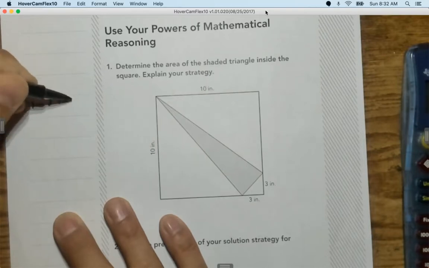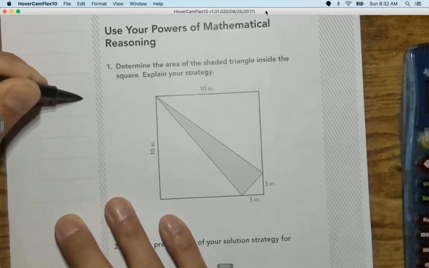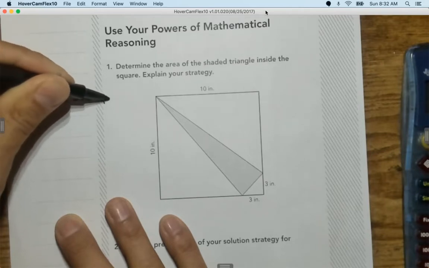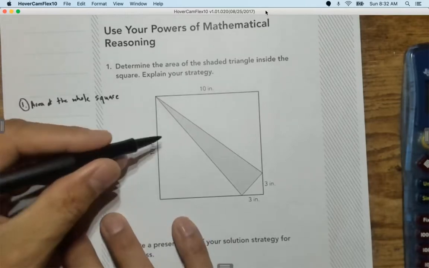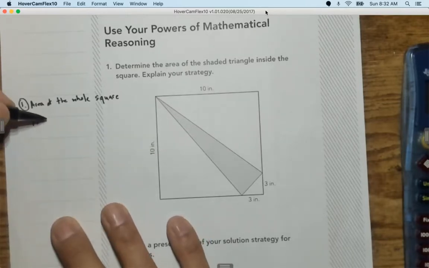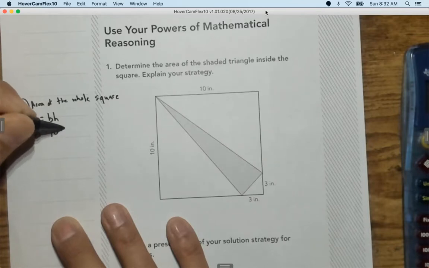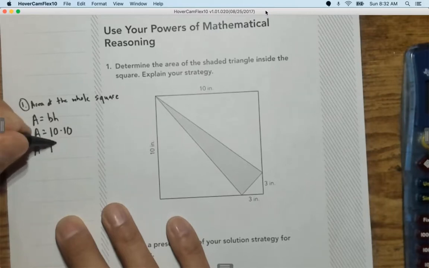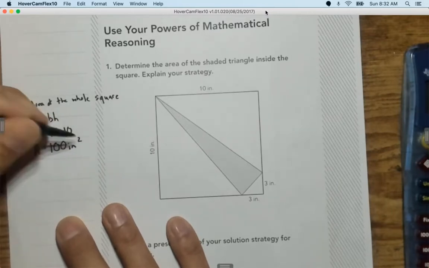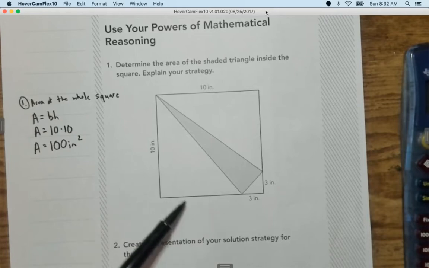So I figure out the area of the whole square. It's important for me to remember that it's a square, so that means all the sides are the same length. And the square is 10 inches by 10 inches, so area of a square would be length times width, or base times height. And for the square, the base and the height are the same, so it would be 10 times 10, or I could write that as 10 squared. Either way, it's going to be 100 inches squared. Okay, so for the whole thing in here, I know it's going to be 100 inches squared, so I know my answer has to be less than 100 inches squared.